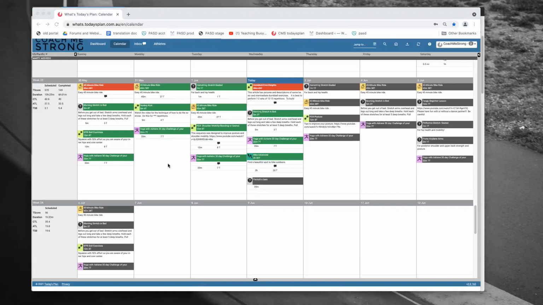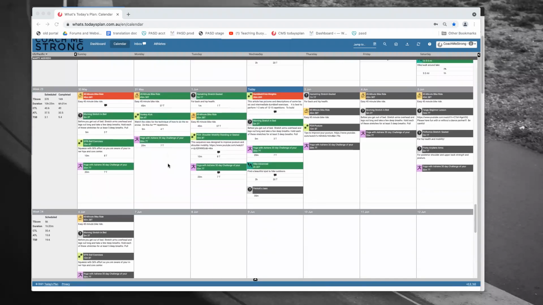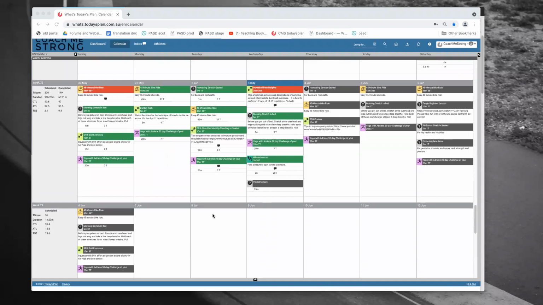So this is a piece of software we use called Today's Plan. And what this allows us to do is to deliver exercises every day to a calendar. And you could see what Marty was talking about is when the exercises come in, they come in black. And then on the day, they turn red. And as you tick them off, you turn them green. So you can kind of see what's going on here with all of this.